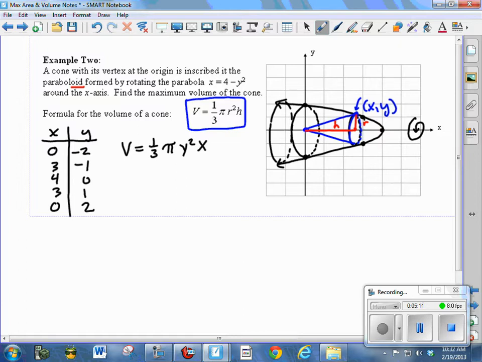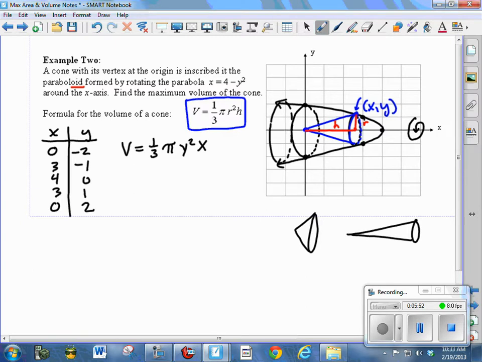Now, just like before, I want to get volume just in terms of x. So I can think as this point x, y slides around in the first quadrant, I'll get all possible shapes of a cone. I could get a really tall, skinny cone. If I move it down more towards the y-axis, I'll get a really short, fat cone. So I could get anything. I could get a cone that looked more like this, or I could get a cone that looked more like this, depending on where that point x, y is touching the parabola. I want to find which cone of all those cones has the maximum volume.